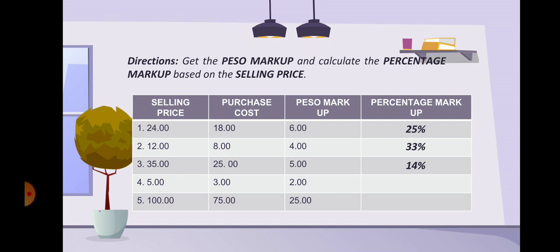Next, 5 pesos. Your purchase cost is 3 pesos and the peso markup is 2 pesos. What is the percentage markup? Okay, so we have 40%.